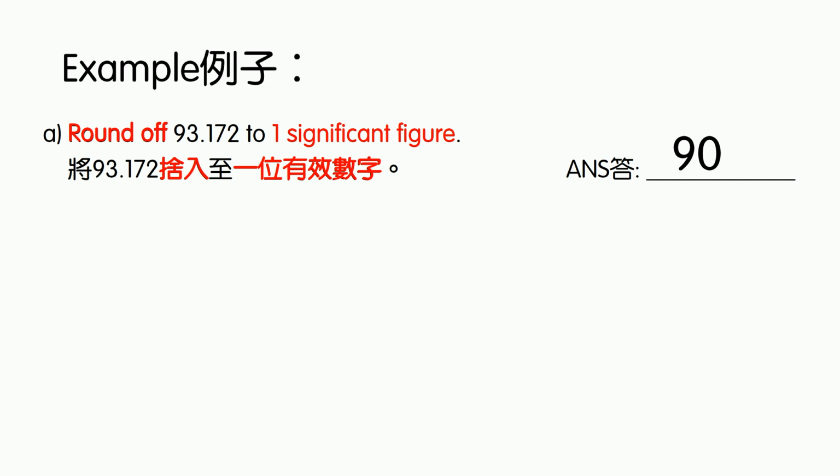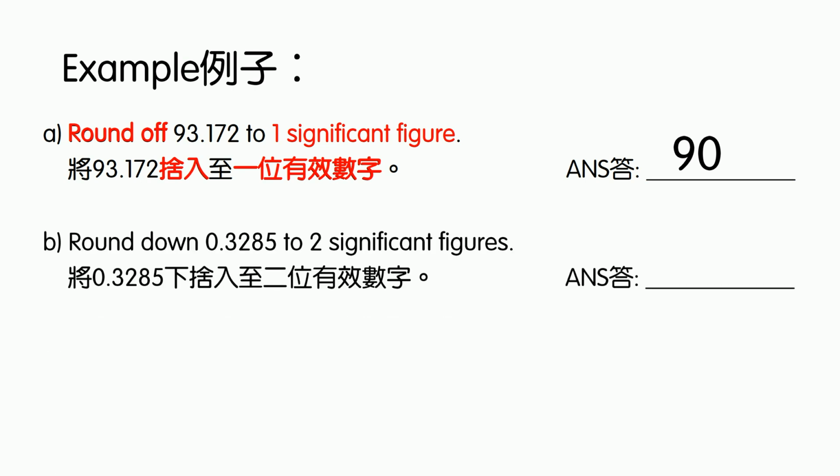Remember, please don't write down any decimal point here. If you write down the decimal point, this 0 will count as a significant figure, and that's why this answer is not correct, since the question asks us to keep one significant figure only. That's why there is no need to write down the decimal point. 9 is the only significant figure in this answer.